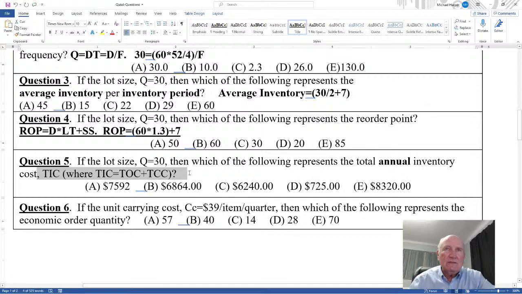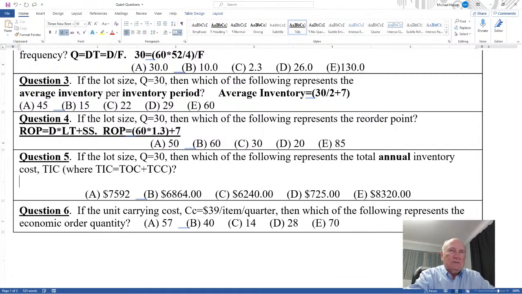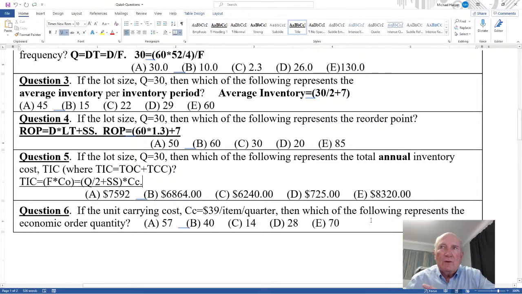Okay, now we're looking at all of this. So the TIC equals the TOC, which is the frequency times the ordering cost, plus the Q over 2 plus safety stock times the carrying cost. Okay, but we want this over a year, an annual. We want the annual. And I think people should be able to do this now.